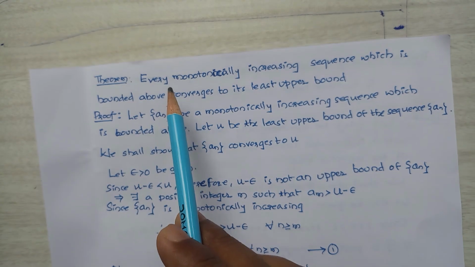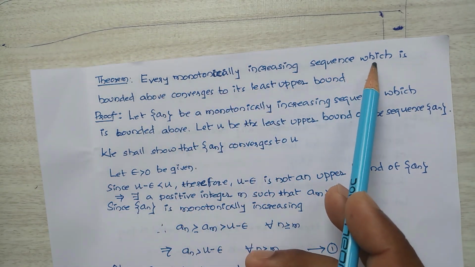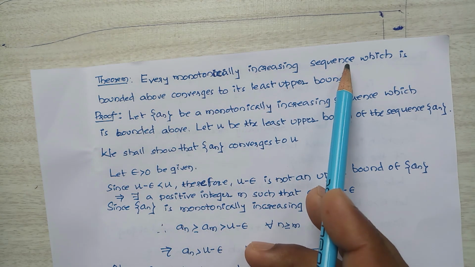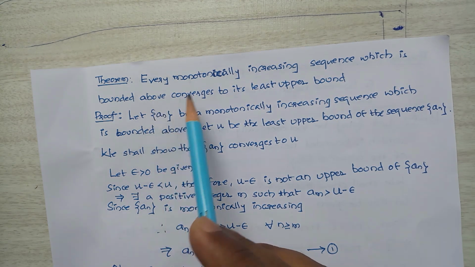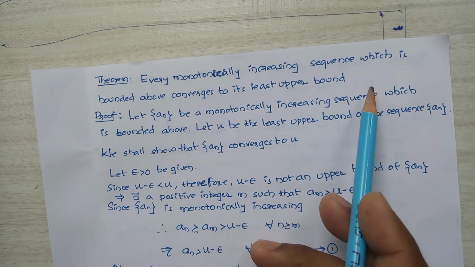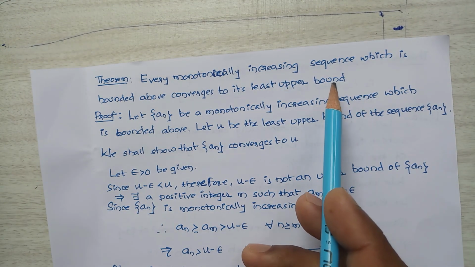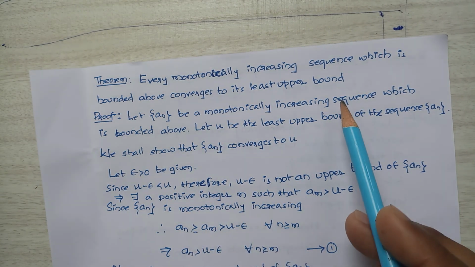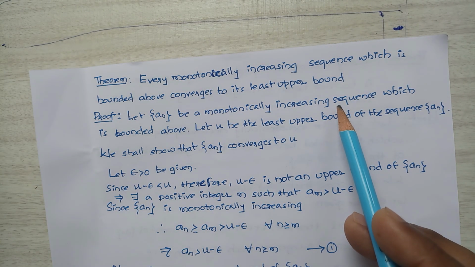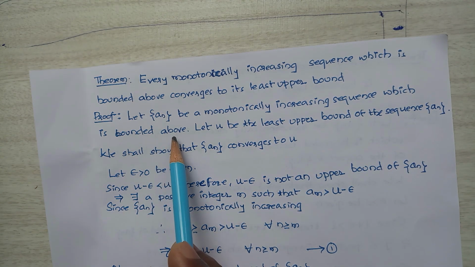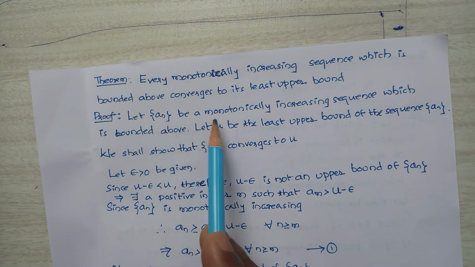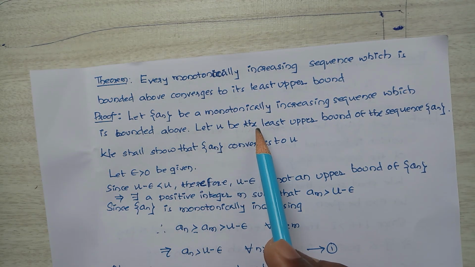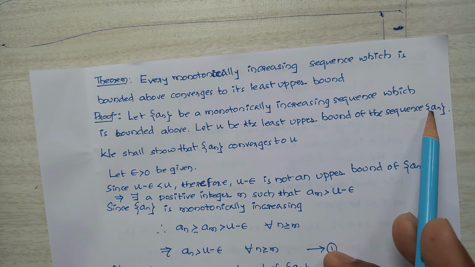So in the statement it is given a monotonically increasing sequence which is bounded above. We have to take a monotonically increasing sequence which is bounded above and prove that it converges to its least upper bound. So the proof for this is: let a_n be a monotonically increasing sequence which is bounded above. Here let U be the least upper bound of the sequence a_n.